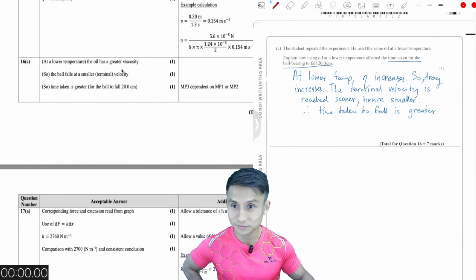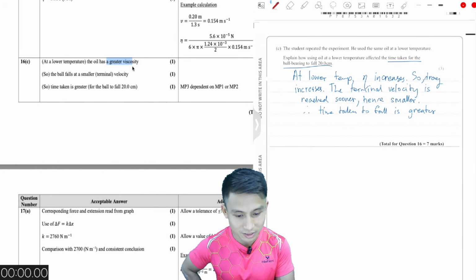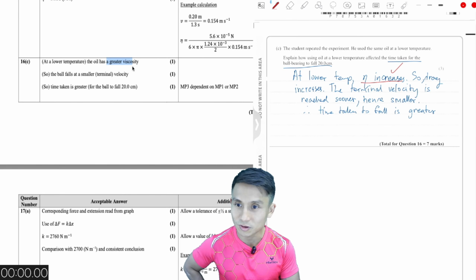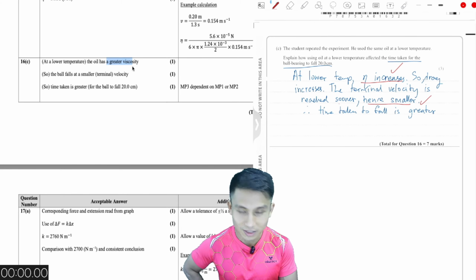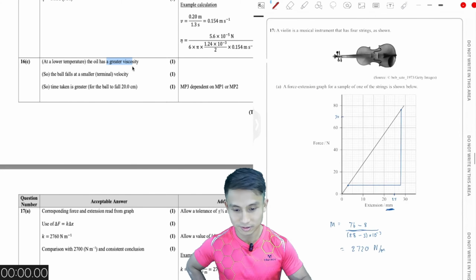Part C, greater viscosity. Viscosity increases here, I got it. So the ball falls at a smaller terminal velocity. Smaller, yeah, I got that point. And then time taken greater. Nailed it. Okay.